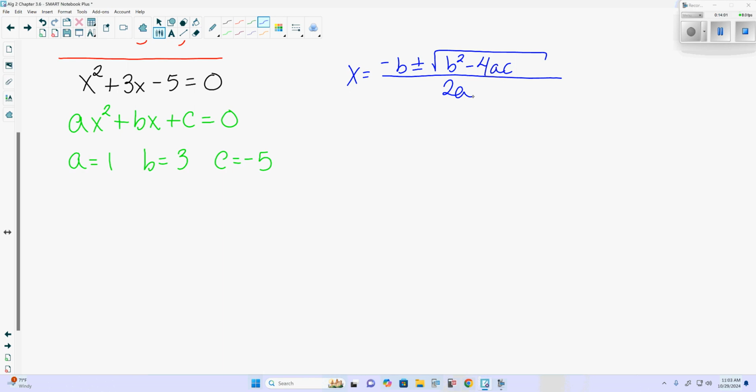Questions on how we got this equal to 0 or found the values of a, b, c? Any questions on any of this so far?